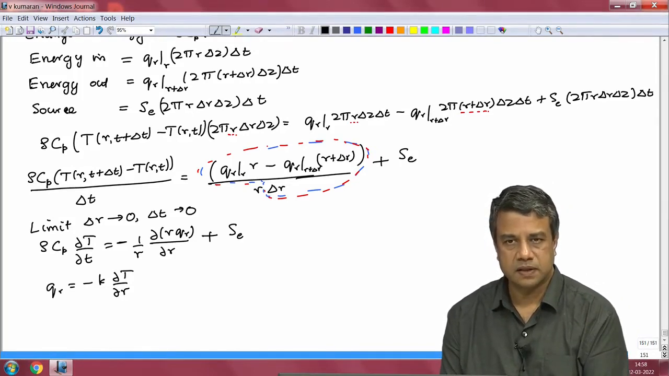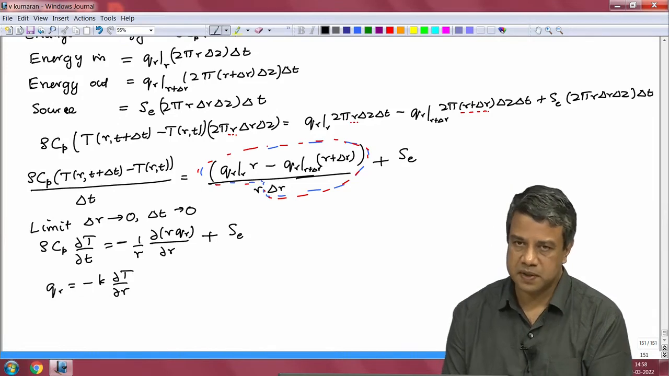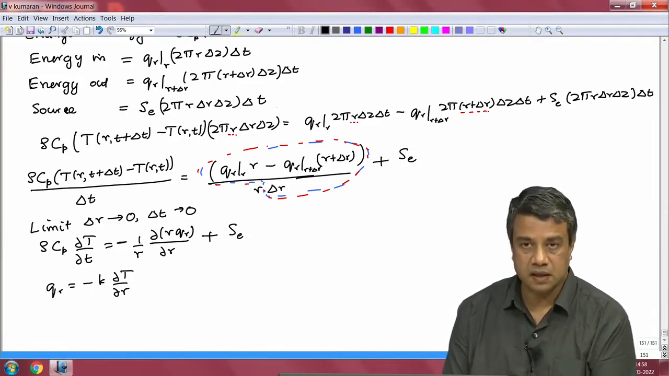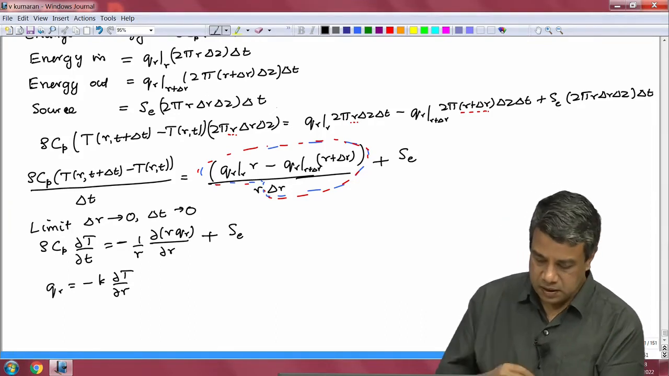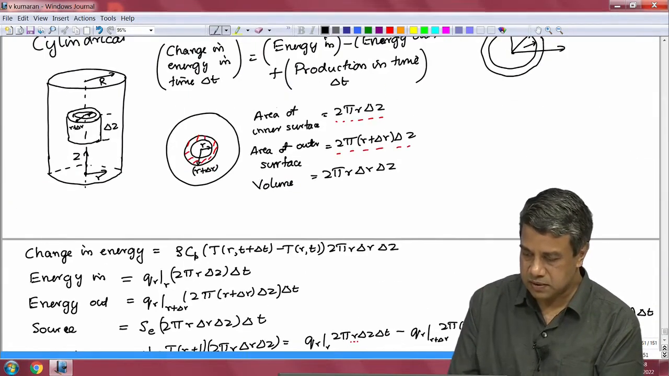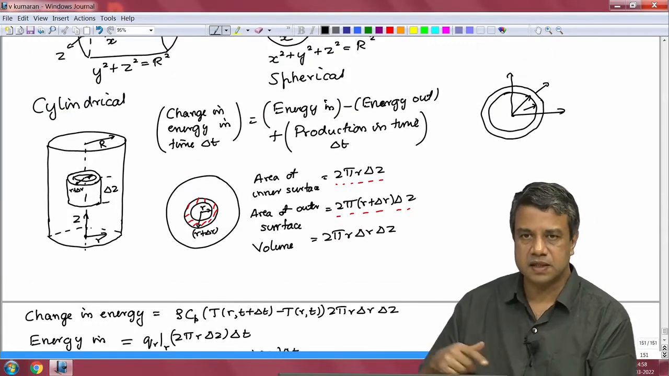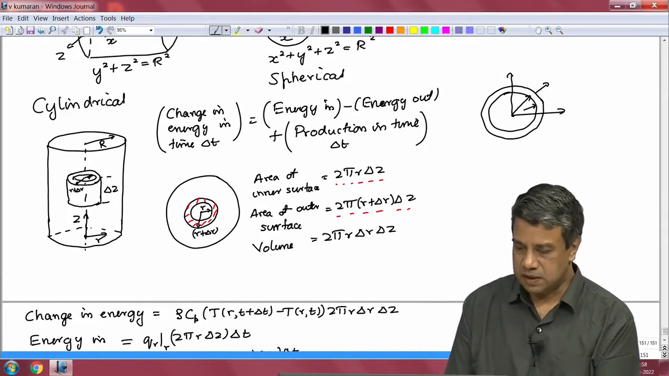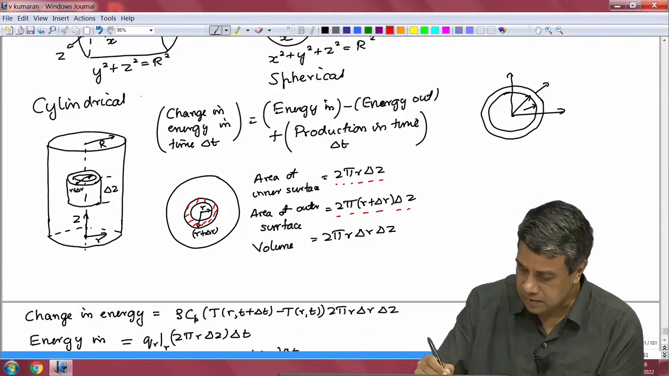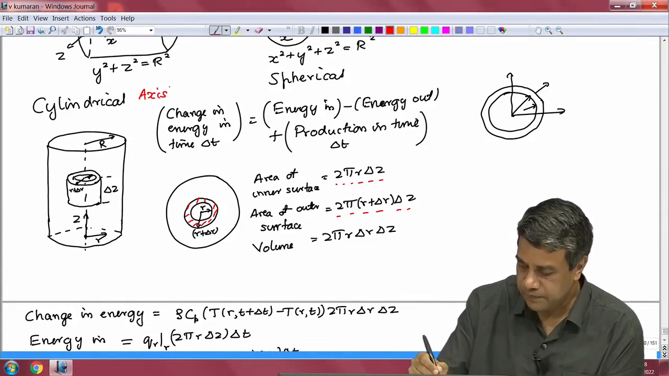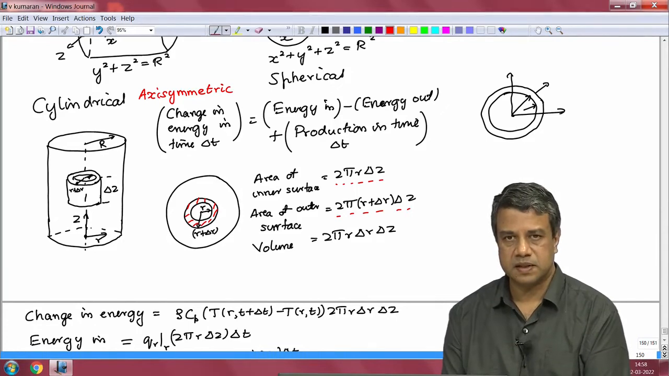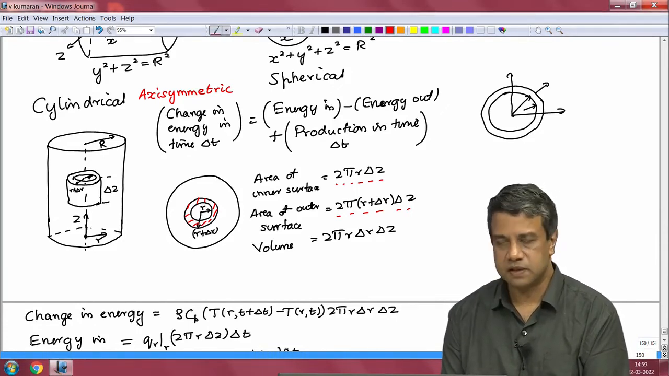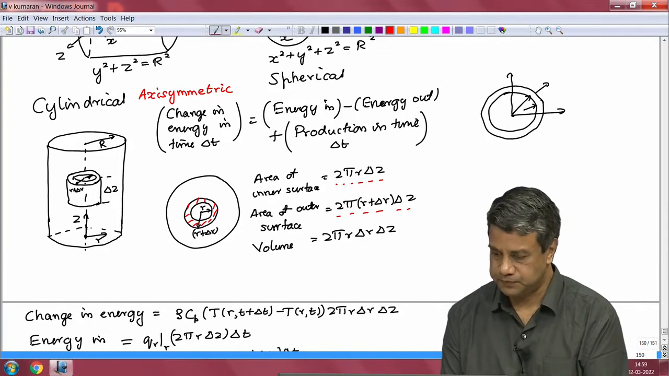The heat flux is equal to minus the conductivity times the spatial temperature gradient in the r direction. We have assumed that there is no variation in the z direction, and implicit in here is also that there is no variation around the axis. We assume that this is what is called an axisymmetric problem, that is, there is no variation in the temperature field around the axis.